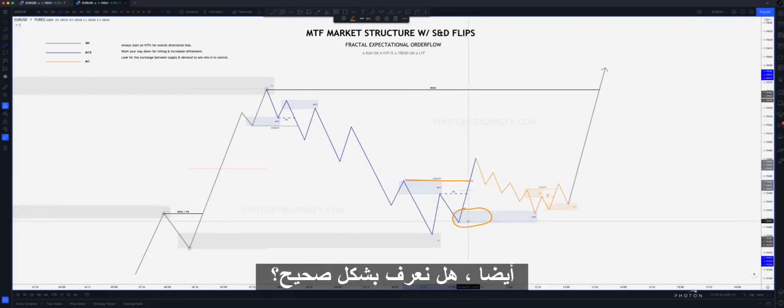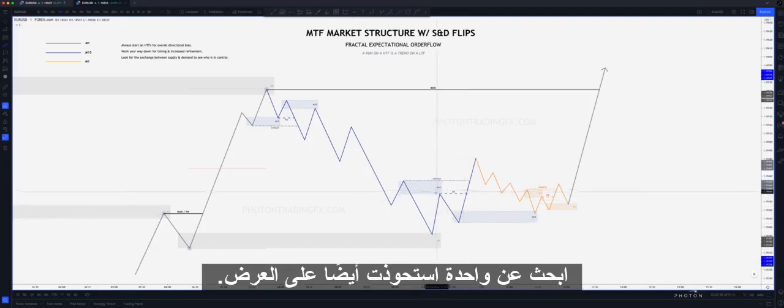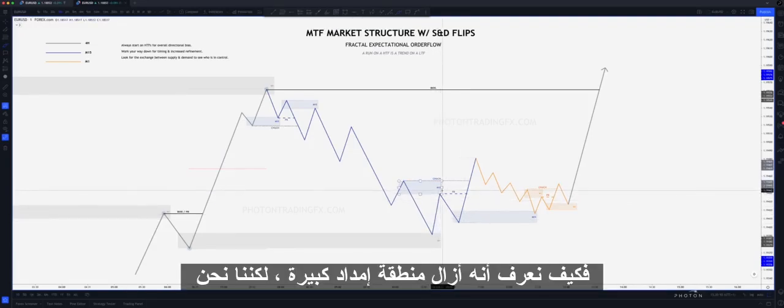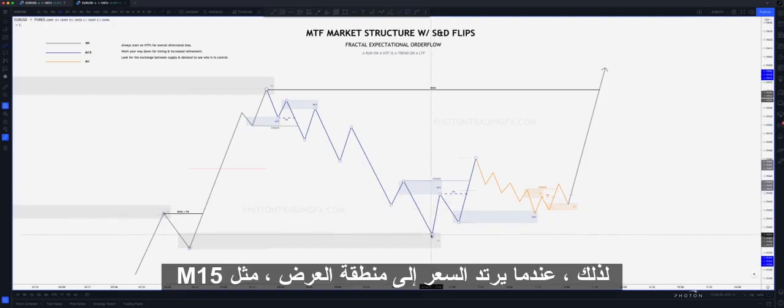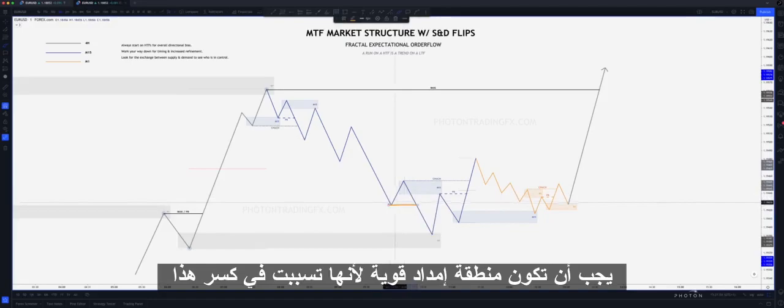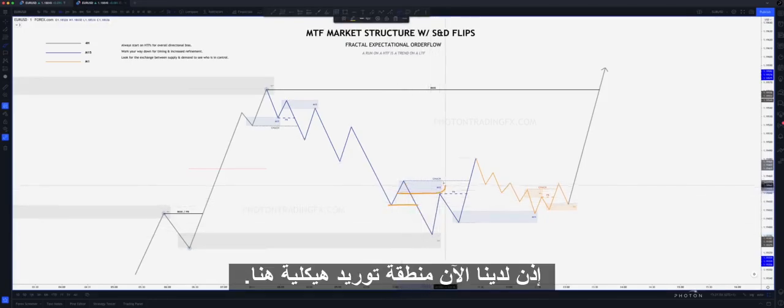Now, also, how do we know that can increase the probability of that being a strong zone? Well, we look for one that also took out supply. So how do we know that it took out a significant supply zone? Well, we need to see that reaction first, right? We need to see that battle, and that is really key. So when price pulls back up into this supply zone, right, this M15 should be a strong supply zone because it caused the break of this low, right, to form that lower low. So now we have a structural supply zone right here.